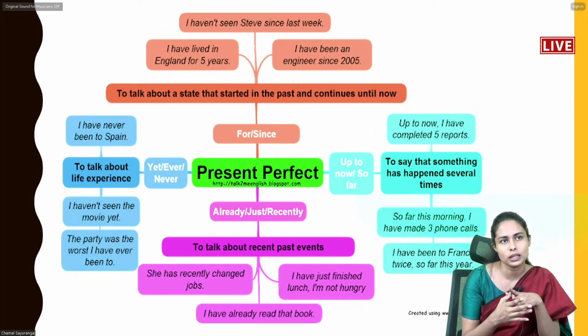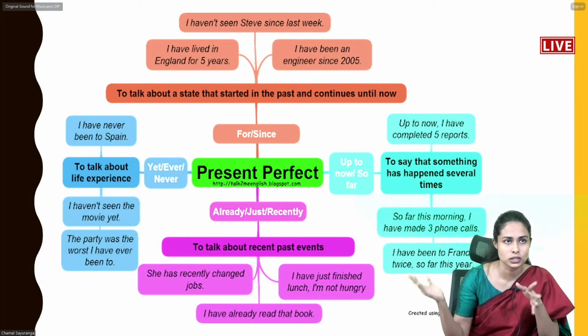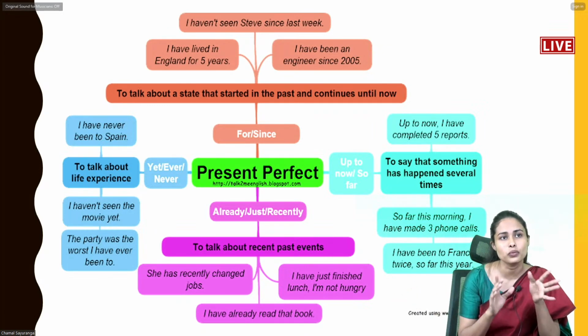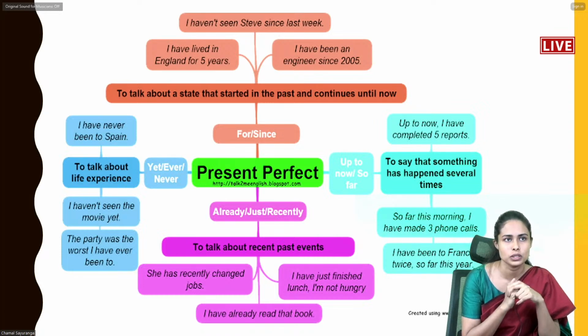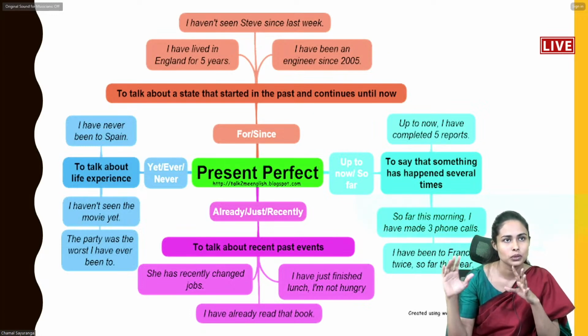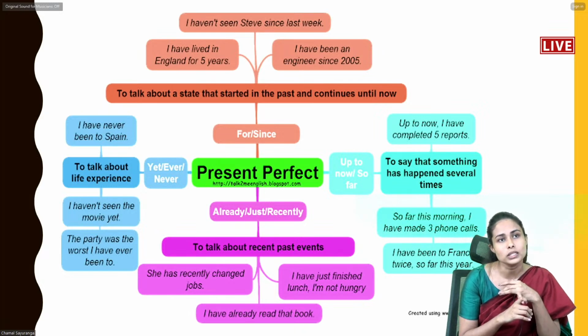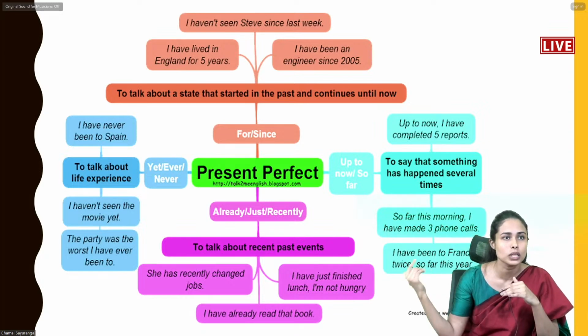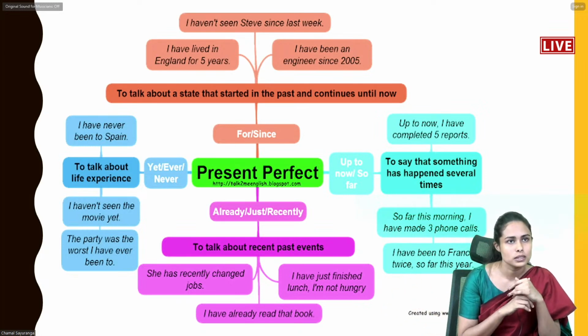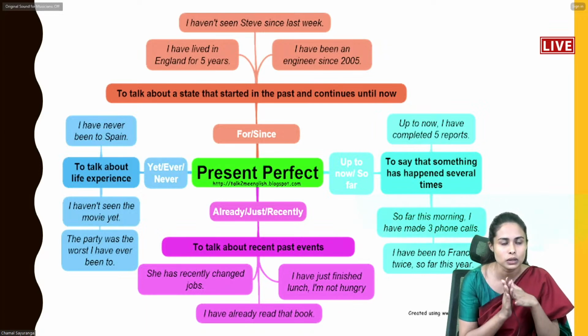Then you can use present perfect tense for such situations. I have lived in London for 5 years. Especially here we use two time expressions, words like for and since, to give the idea about the duration of how long I have lived there. I have lived there for 5 years. Or else you can say I have lived there since 2012, the time that you started living there. You can use both words, for or since, when it comes to present perfect tense to talk about the things that you started in the past and continue up until now.